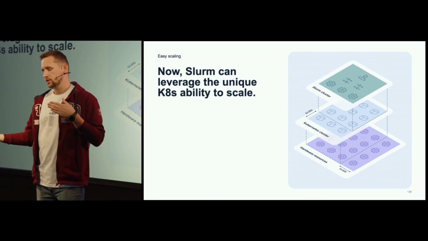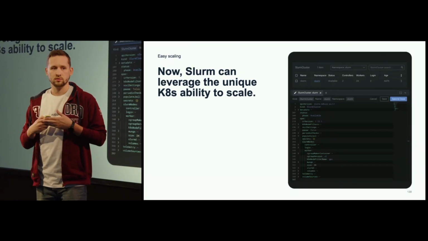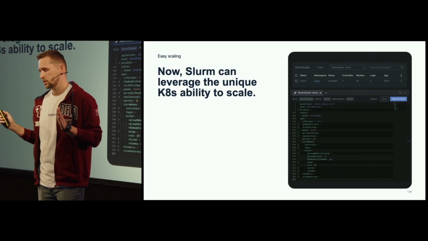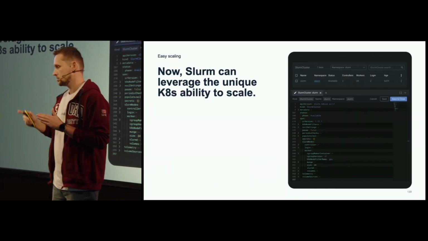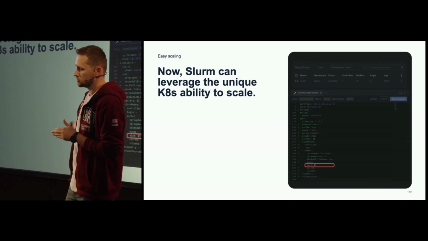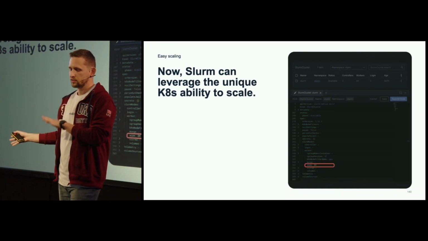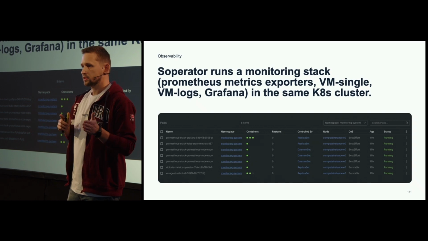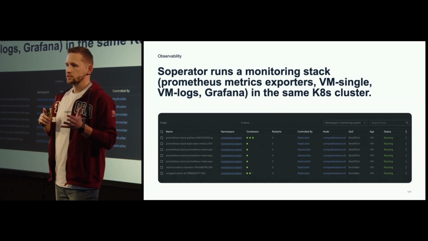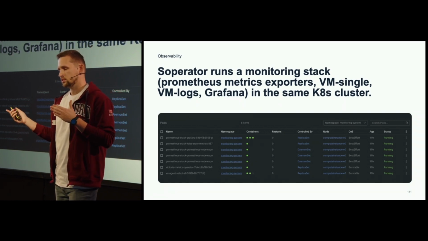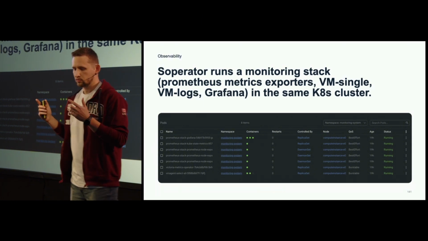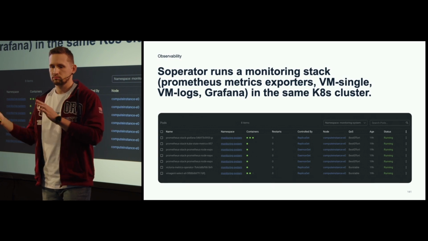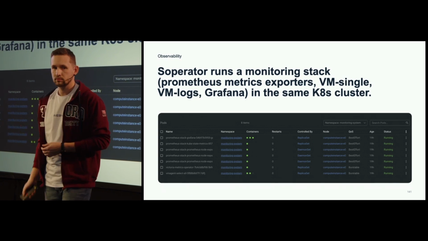Because we use Kubernetes, it's easier to scale up and down. If you want to scale worker nodes up or down, you just need to choose the right size, and Soperator and Kubernetes take care of it. Also, we support both methods, pull and push, and both popular open source monitoring stacks, Prometheus and OpenTelemetry. It depends on your infrastructure. You can use both or one of them.